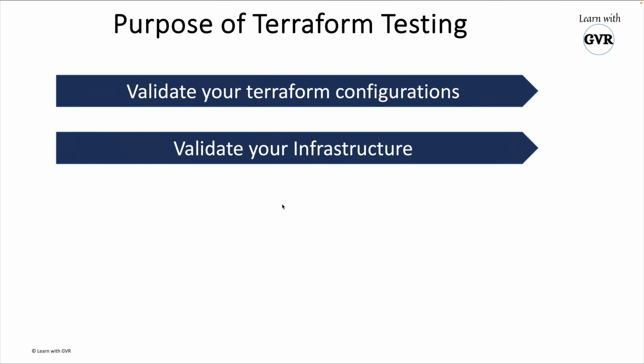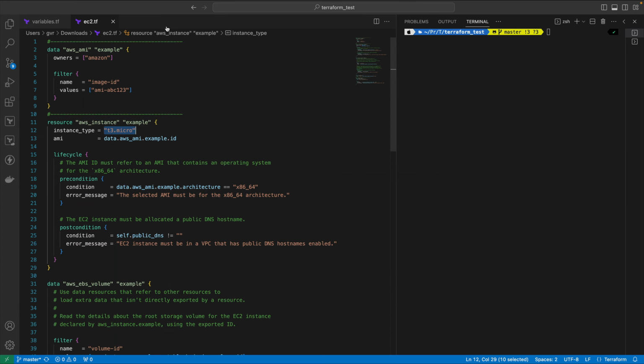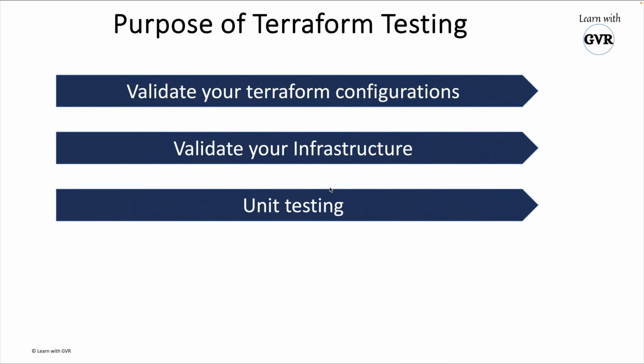Who knows that, right? So you cannot trust a human. Now, unit testing. This is one of the most important features we can achieve with Terraform testing. If you have written some hundreds of EC2 instances and hundreds of S3 buckets, then you can write a unit test with Terraform testing.